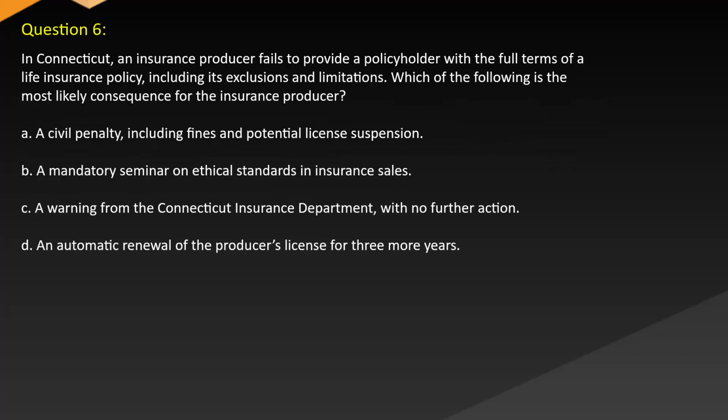Question 6. In Connecticut, an insurance producer fails to provide a policyholder with the full terms of a life insurance policy, including its exclusions and limitations. Which of the following is the most likely consequence for the insurance producer? A. A civil penalty, including fines and potential license suspension. B. A mandatory seminar on ethical standards in insurance sales. C. A warning from the Connecticut Insurance Department with no further action. D. An automatic renewal of the producer's license for 3 more years.